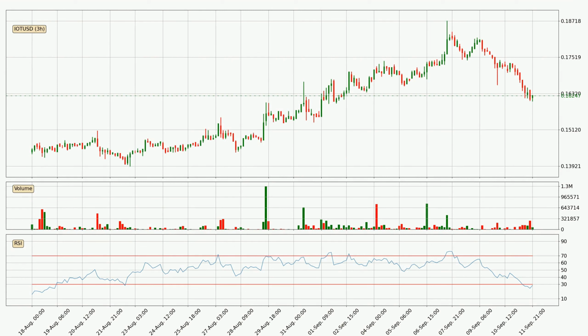Jumping to the 3-hourly relative strength index, currently, the 3-hourly RSI of 28 can be found in the lower region, meaning that the price is being more or less oversold and we can expect a comeback or for the price at least to remain stable for some time.